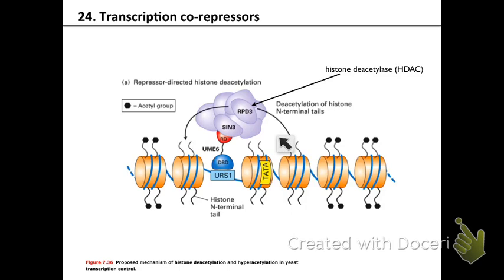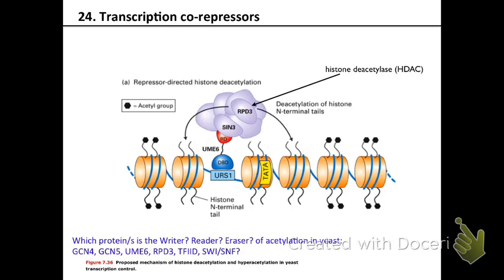So this promoter stays nucleosomal, okay? And so these chromatin modifying complexes, we also call them co-activators or co-repressors because they act with transcription factors to activate or repress transcription. So in this case, this RPD3 HDAC complex is called a co-repressor.